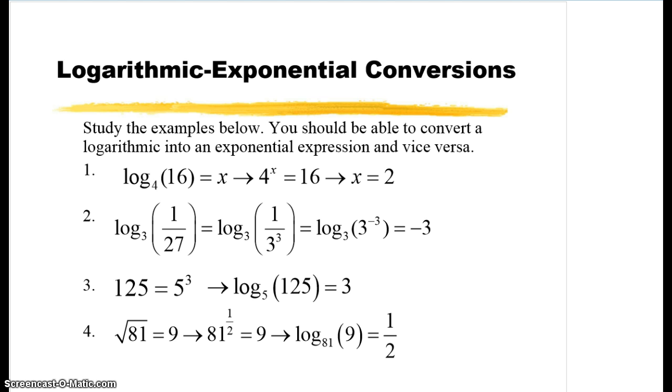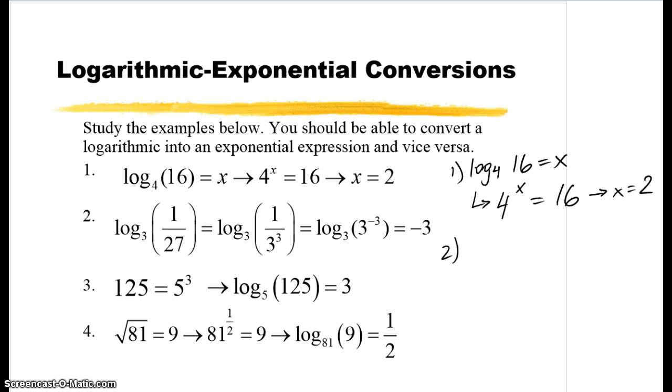Okay, so study these examples and you should be able to convert a log into an exponential and vice versa. I'm going to do the first example, even though you have it done. It says log base 4 of 16 is equal to x. So right away, every time you see log of something, base anything, that just means find me the exponent. So x here is some exponent. In fact, converting this to exponential form, you're really asking: base 4 raised to what power x will give me 16? Well, the answer is 2, because 4 squared is 16.